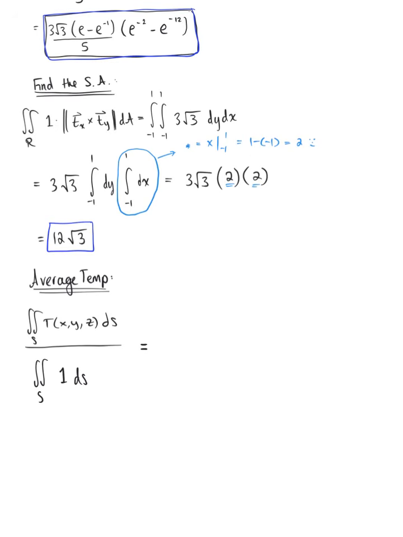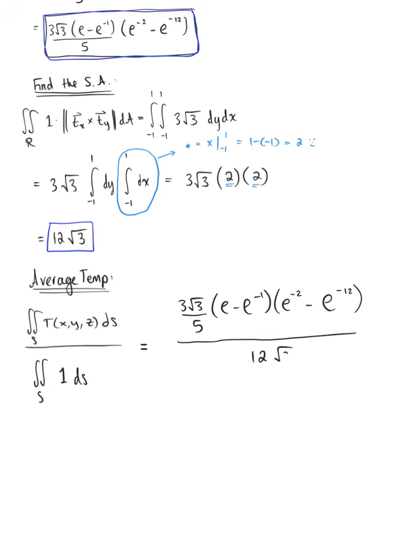And so we found the temperature is 3 times the square root of 3, all divided by 5, multiplied by the natural exponential minus the natural exponential raised to the negative 1, multiplied by the natural exponential raised to the negative 2, minus the natural exponential raised to the negative 12. And that is all divided by 12 times the square root of 3. And so we've got nice cancellation here. Those square roots of 3's cancel each other right out.